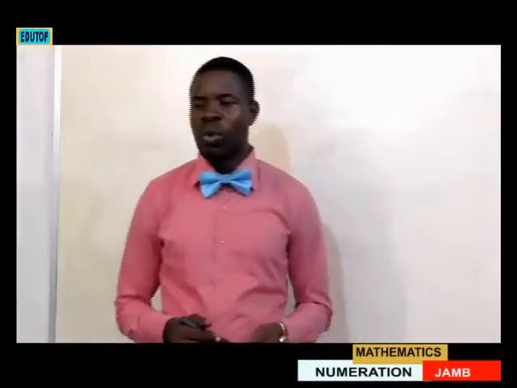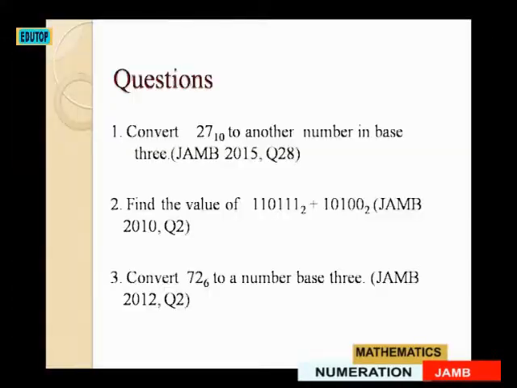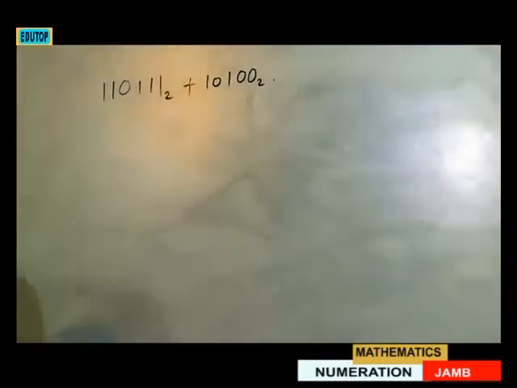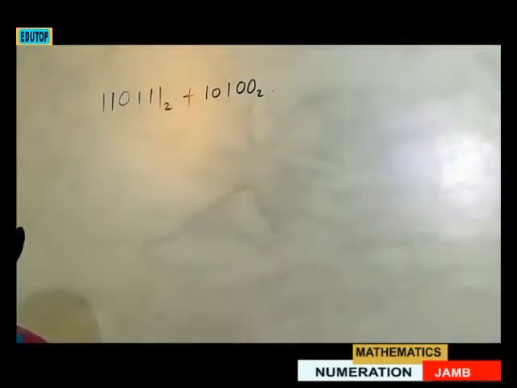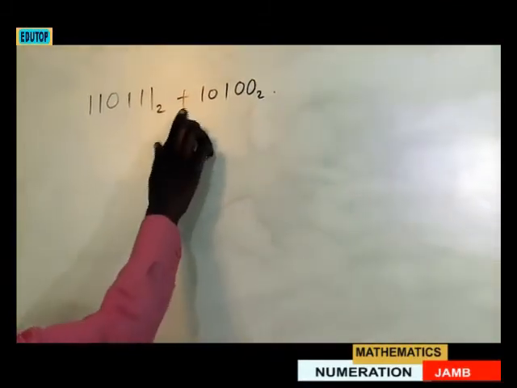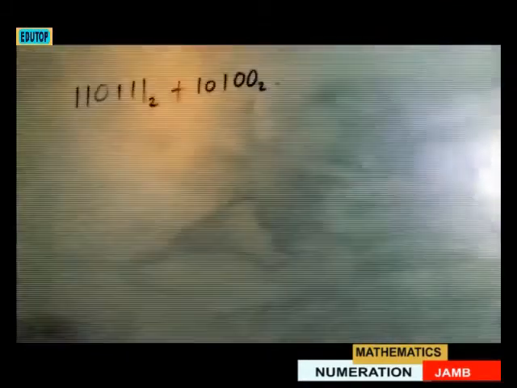Now to question 2, which says that find the value of 11011 base 2 plus 10100 base 2. This is another JAMB question in the year 2010, and the question is question number 2. So this is what we are given, and we are asked to find the value of this. So that means since we have operation plus, we are meant to add them up.